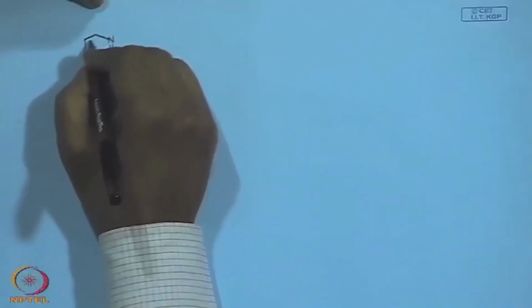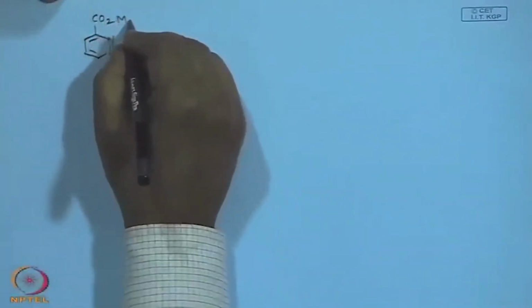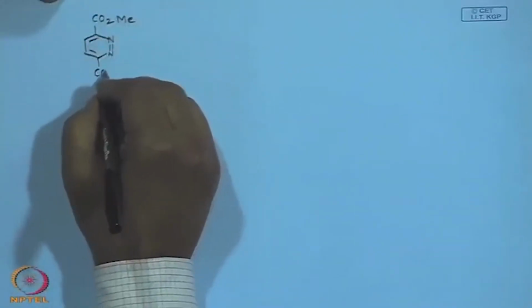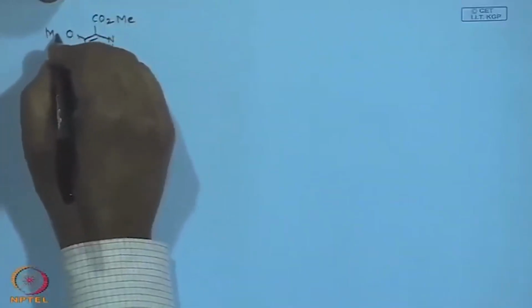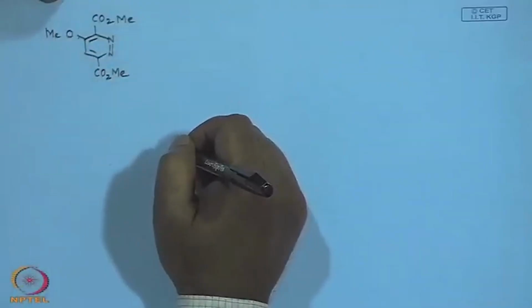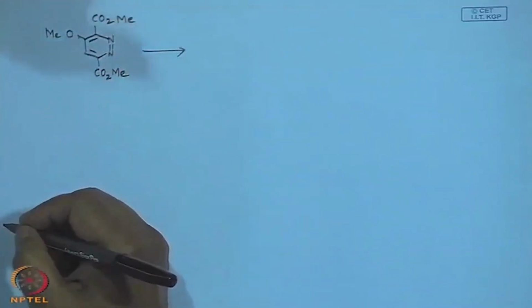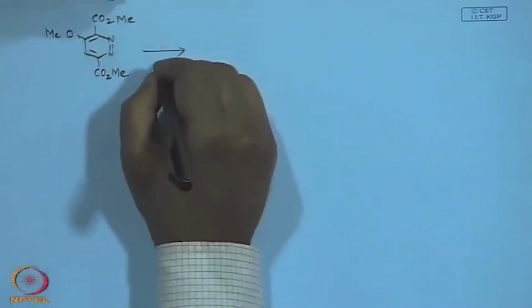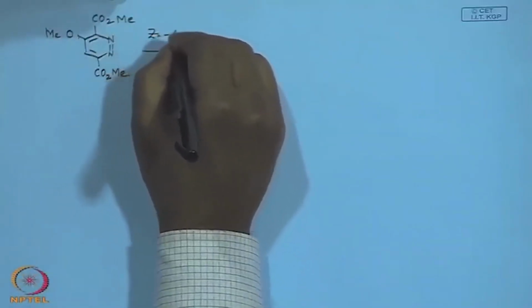what is the nucleus. By now all of you know the nucleus I am writing. What is the name of this nucleus? Pyridazine. 1 and 2 nitrogen is pyridazine. But in this case zinc and acetic acid is the reducing agent.